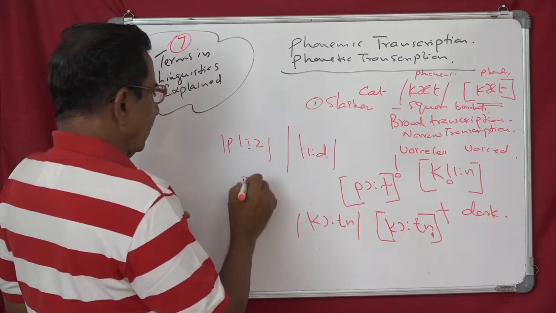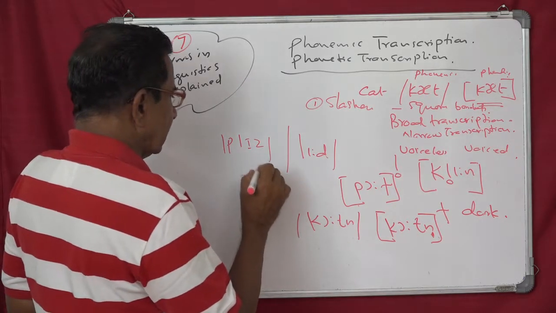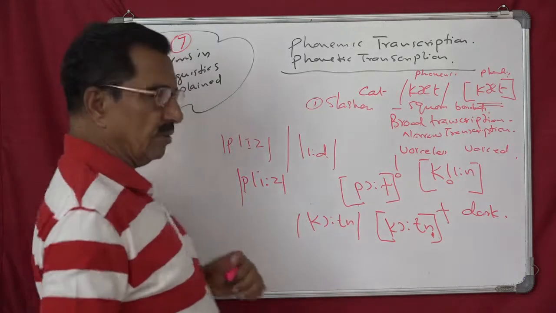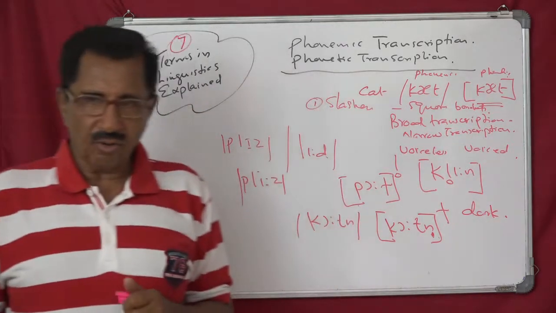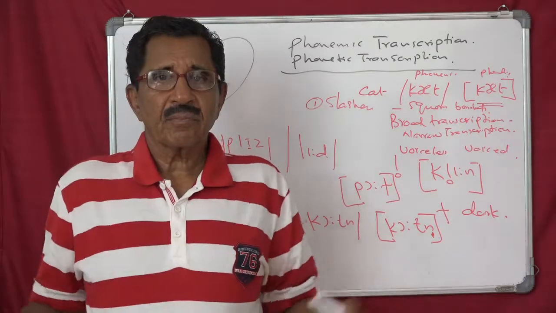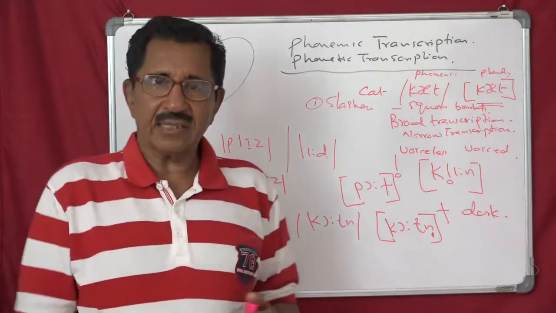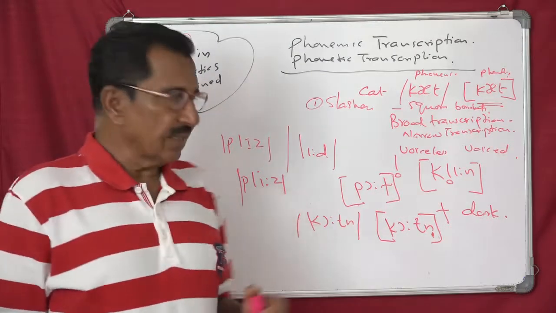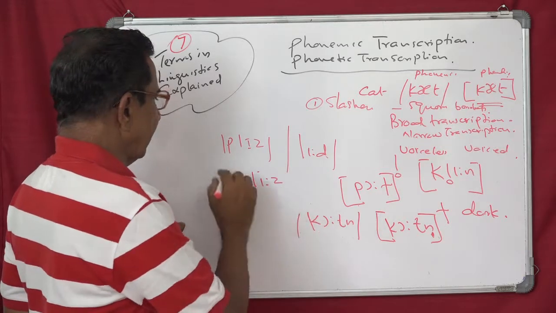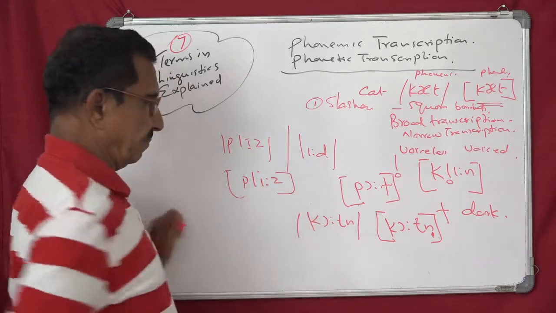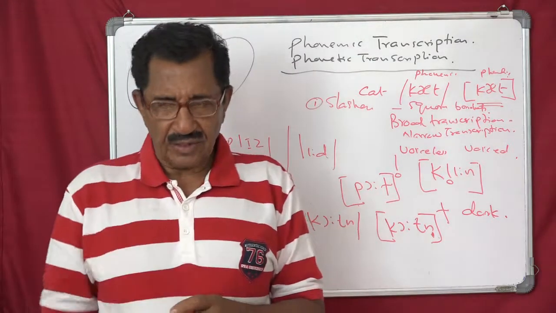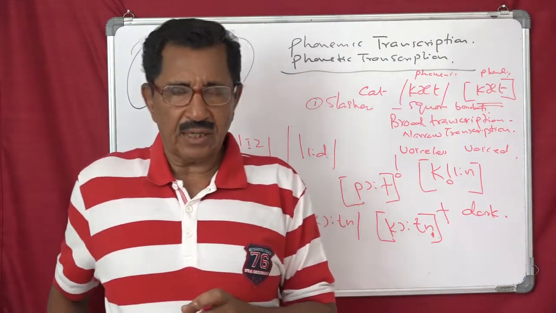But the moment we use this diacritic of length, showing length, that is the colon, then what happens is you are giving more details. More details means it is phonetic. It is phonetic transcription, not phonemic. Phonemic will become phonetic. Understand? So this is the difference between phonetic and phonemic transcriptions.